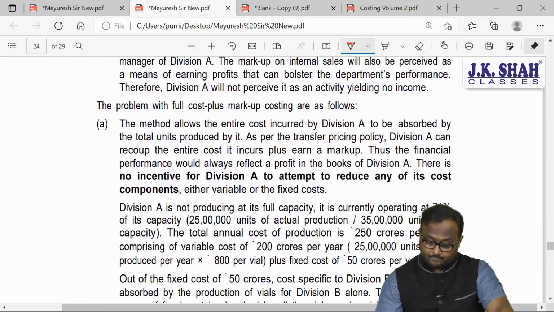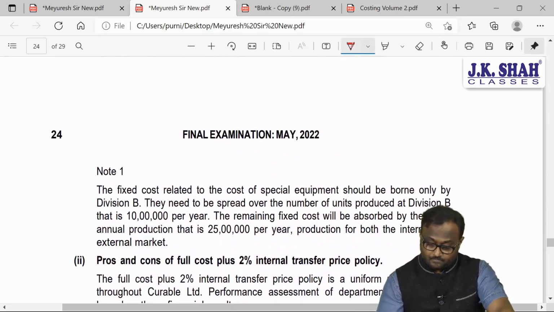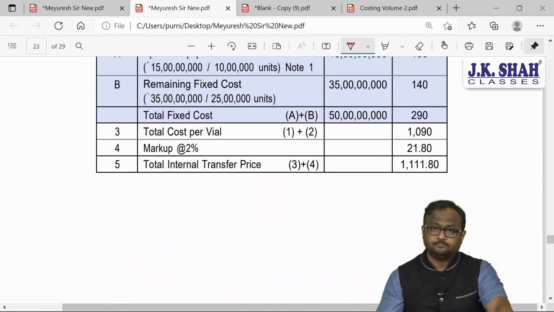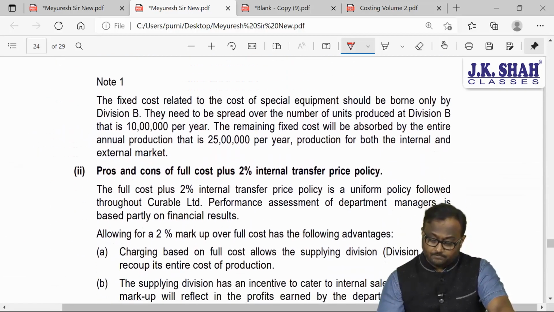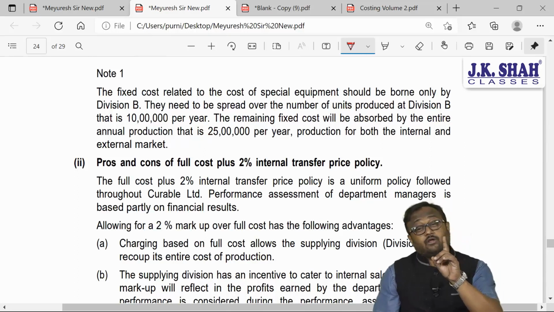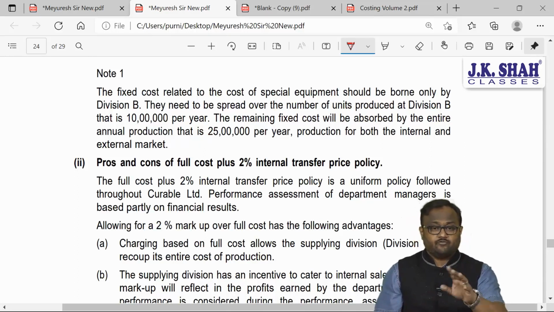See, you already have this answer. Okay. Fixed cost for special equipment is for B. Remaining fixed cost will be absorbed by the entire annual production of 25 lakhs, production of both internal. If I would have exhausted the entire capacity, I would have gone for 35.